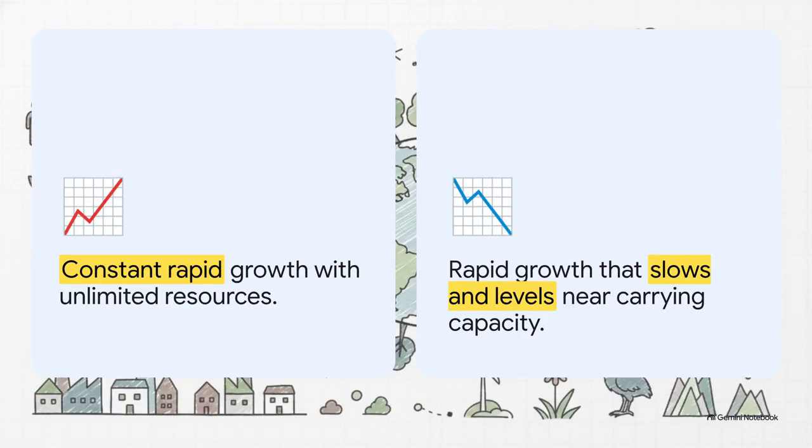Now, looking at how populations actually reach that ceiling, we use two main mathematical models. First up is exponential growth. This is that steep, J-shaped curve you see on the left. It shows a population just skyrocketing at a constant, rapid rate. But here's the catch. That only happens with totally unlimited resources. And in the real world, resources are practically never unlimited. So that brings us to logistic growth. This is the more realistic S-shaped curve on the right, where that initial boom slows down and eventually levels off exactly as it hits that carrying capacity we just talked about.